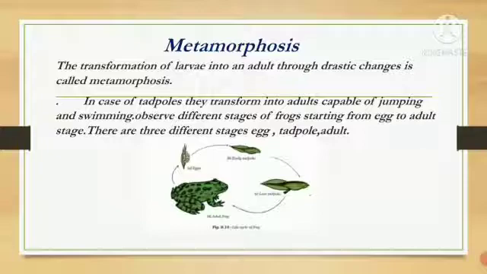In case of tadpoles, they transform into adults capable of jumping and swimming. Observe different stages of frog starting from egg to adult. There are 3 different stages in the frog, that is egg, tadpole and the adults, and the figure is shown.